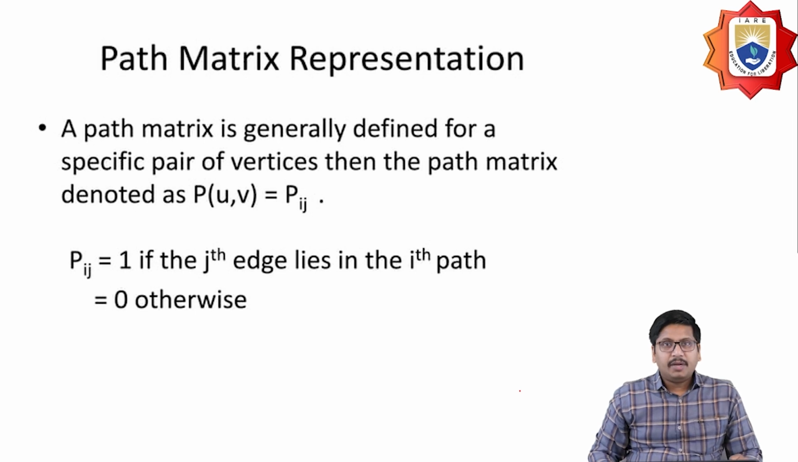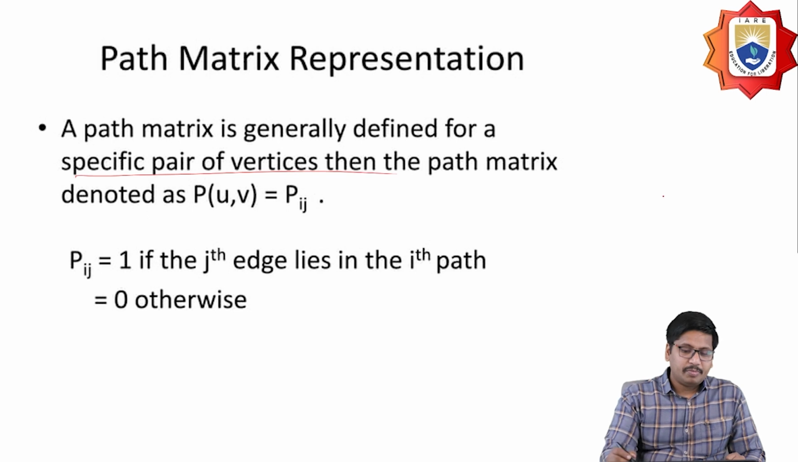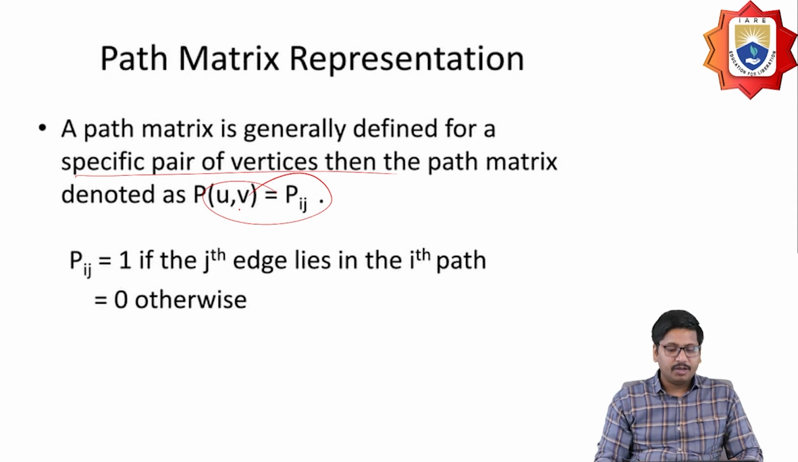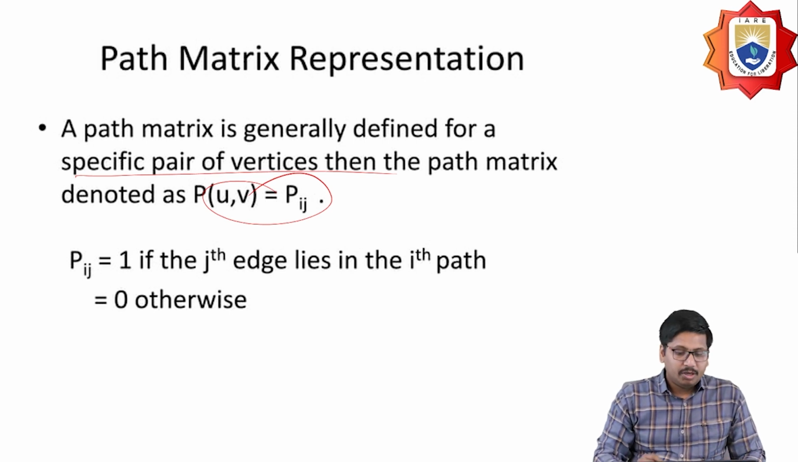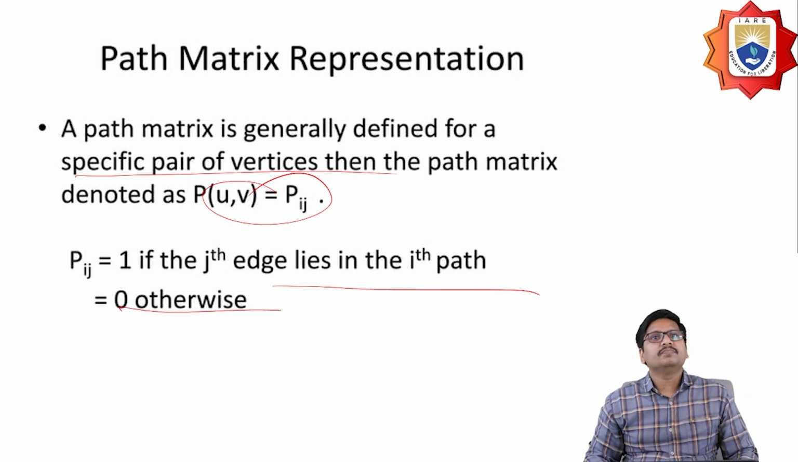So what is the path matrix representation? The path matrix is generally defined for a specific pair of vertices. Then the path matrix is going to be denoted as P of U, V, equal to P of I. And this P of I should be 1 if there is an edge in the path ij. Otherwise it should be 0.